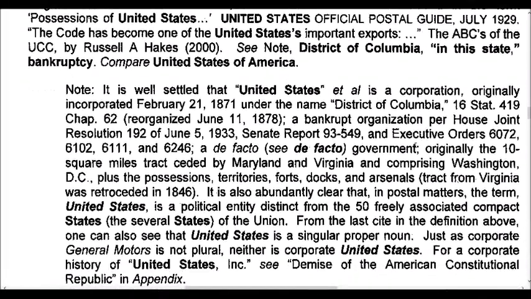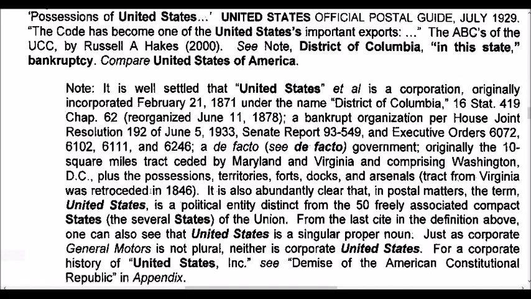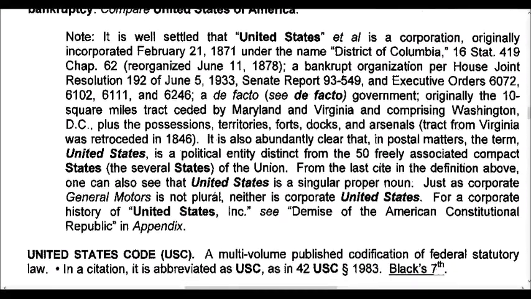16 Statute 49, Chapter 10, you know all that. A bankrupt organization per House Joint Resolution 192 of June 5, 1933, Senate Report 93-549, and Executive Order 6072, 6001, 6002, 6111, and 6246, a de facto government, originally the 10 square miles tract ceded by Maryland and Virginia and comprising Washington, D.C., plus the possessions, territories, forts, docks, and arsenals. The tract from Virginia was retroceded in 1846.